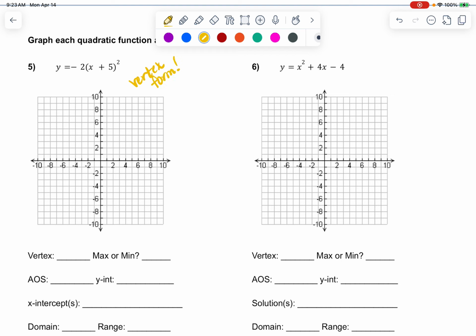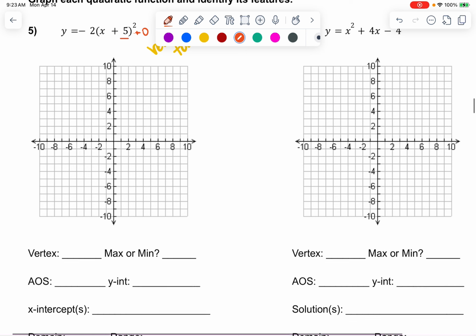Something I notice about this is that my HK is -5, and then there's technically a +0 hanging off on the end there, right? So if you're doing this all by hand without Desmos, right, then I know that my vertex is -5, 0. Right, just by looking at the HK there. Right, so here's my vertex at -5, 0.